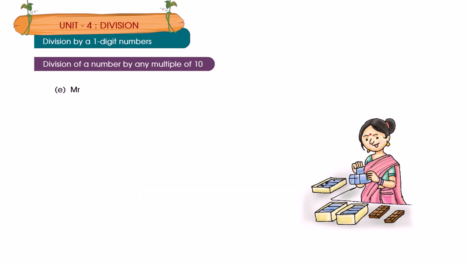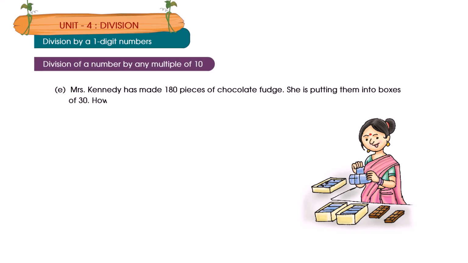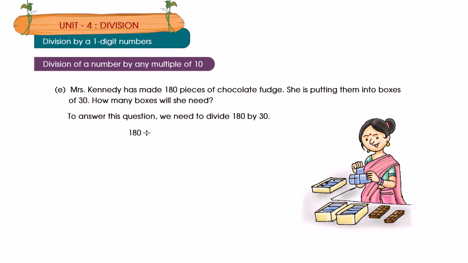E. Mrs. Kennedy has made 180 pieces of chocolate fudge. She is putting them into boxes of 30. How many boxes will she need? To answer this question, we need to divide 180 by 30. 180 divided by 30 is equal to how much? 180 divided by 30 gives 6 as the quotient and 0 as the remainder. Answer: Mrs. Kennedy will need 6 boxes.